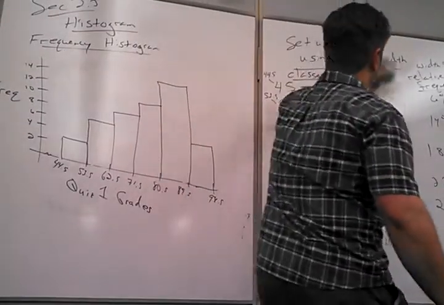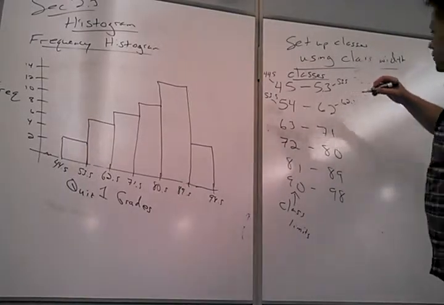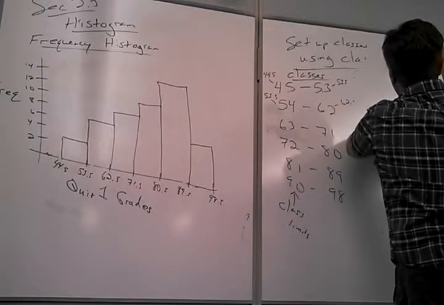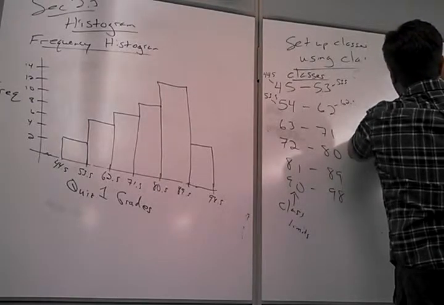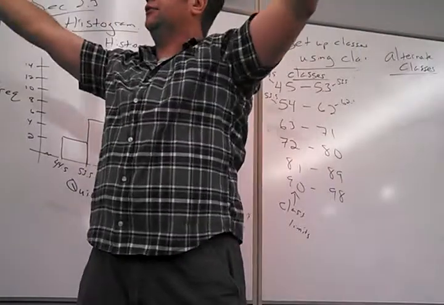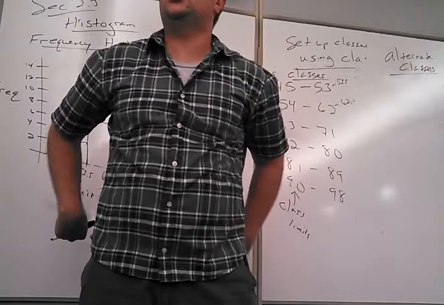I'm going to erase this here. So these are my alternate classes. And then everything else will be the same. Once you set the classes up, you still count the numbers, and everything else is the same, except the scale will be so much easier to set up.